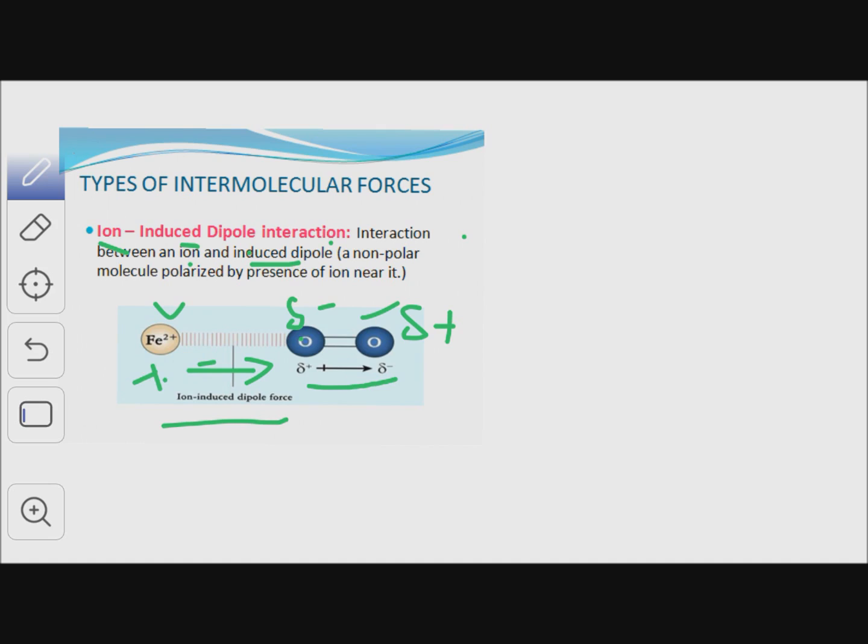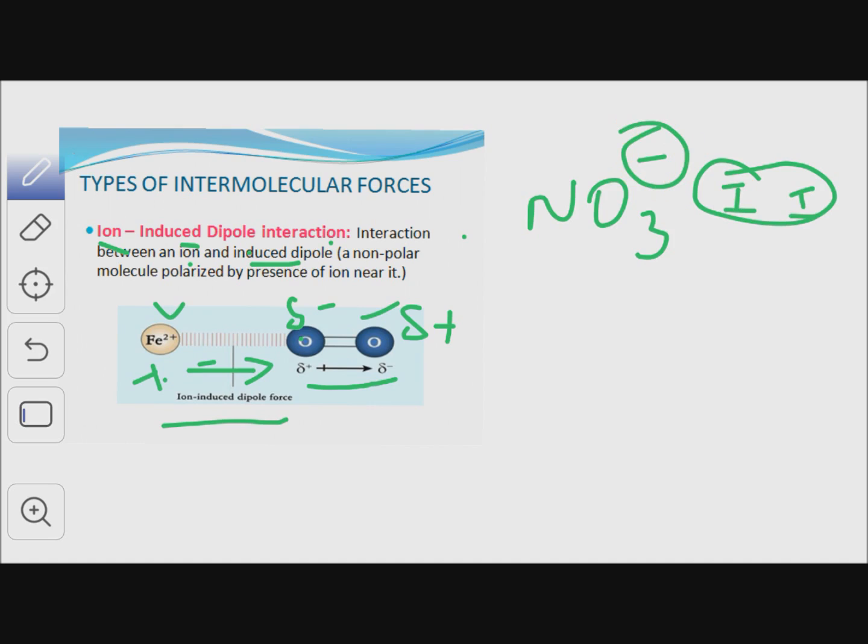Another example is of NO3 negative and the I2 molecule. Suppose this is the I2 molecule. Here it is NO3 negative. When it approaches the iodine molecule, it gets polarized. It is a non-polar molecule. It gets polarized and acquires partial positive charge, and the second one acquires partial negative charge. The attraction between positive and negative charge is called the ion-induced dipole interaction.